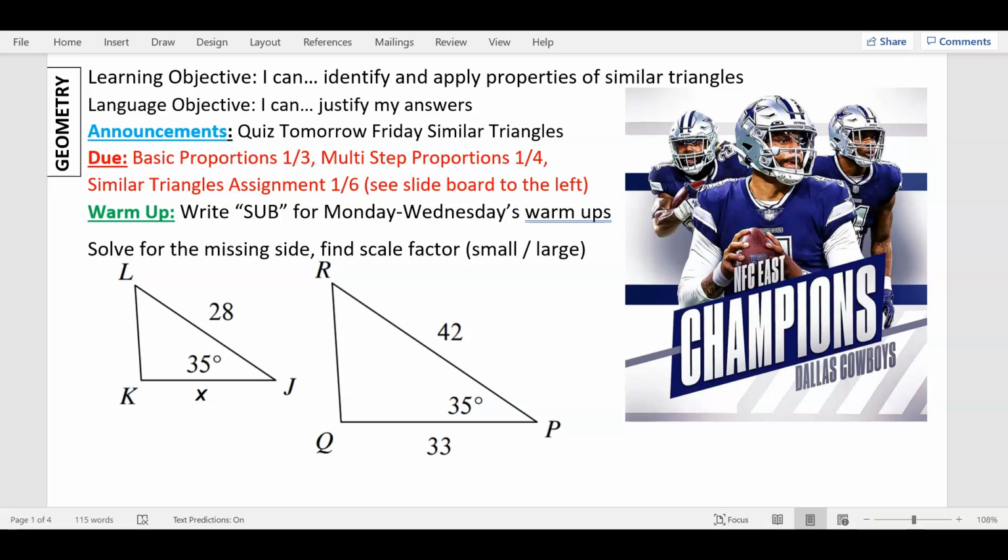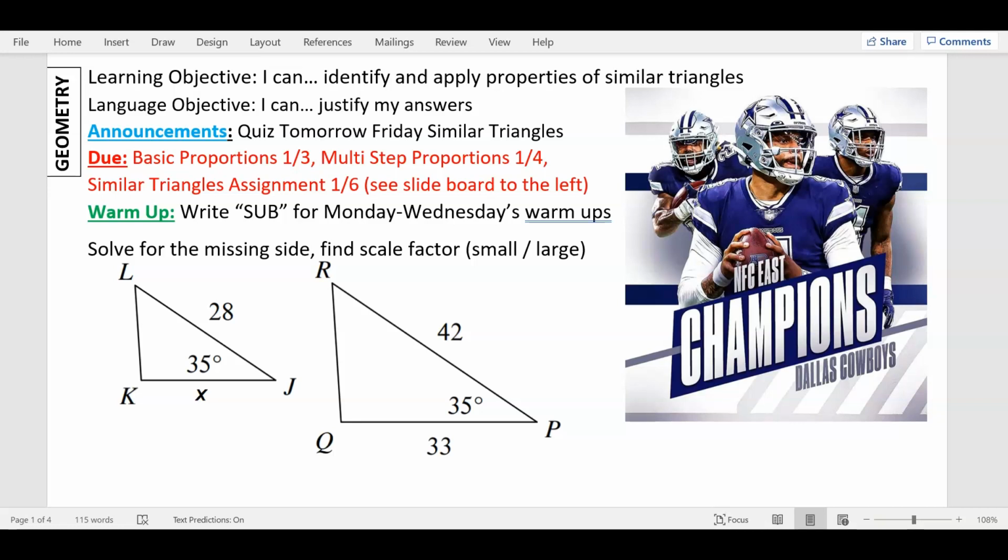But real quick, speaking of due, the 3 assignments from Monday, Tuesday, and Thursday of last week, which is basic proportions from Monday the 3rd, multi-step proportions from Tuesday the 4th, and then similar triangles assignment from Thursday the 6th. And you can see those on the board, on the sliding board right to the left of the screen that's being projected. Those 3 assignments you definitely want to make sure are done because they're about to go into the grade book. Make sure those are done, okay?